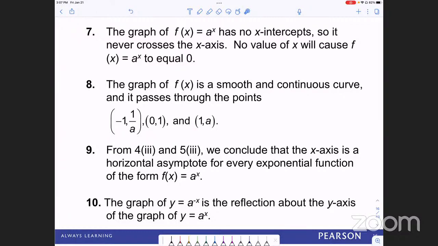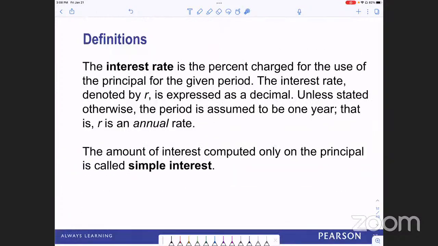From 4.3 and 4.5.3, we conclude that the x-axis is a horizontal asymptote for every exponential function of this general form, right? The graph of y equals a to the negative x is the reflection about the y-axis, right? So we multiply by a negative inside our base function. Inside manipulations cause a horizontal change, so it causes it to flip over the y-axis, right? So that's from transformations.